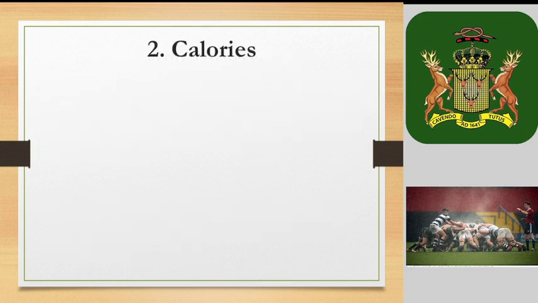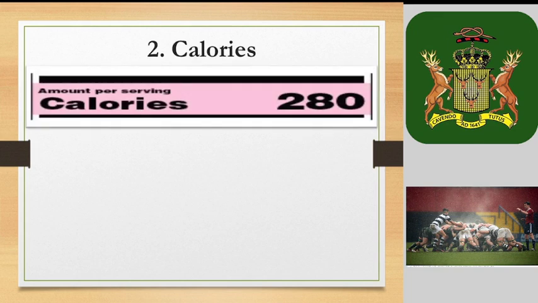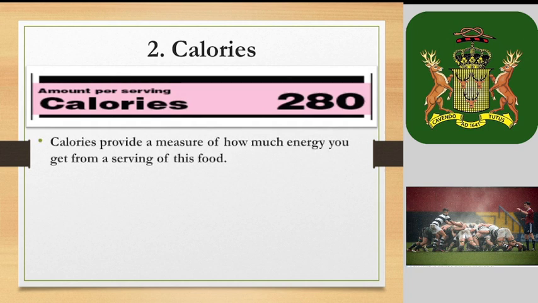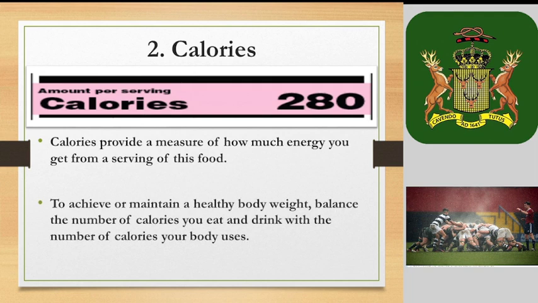Calories. As everyone knows, calories are the amount of energy found in food and that we use for the vital functions of our body. Calories provide a measure of how much energy you get from a serving of this food. To achieve or maintain a healthy body weight, balance the number of calories you eat and drink with the number of calories that your body uses.